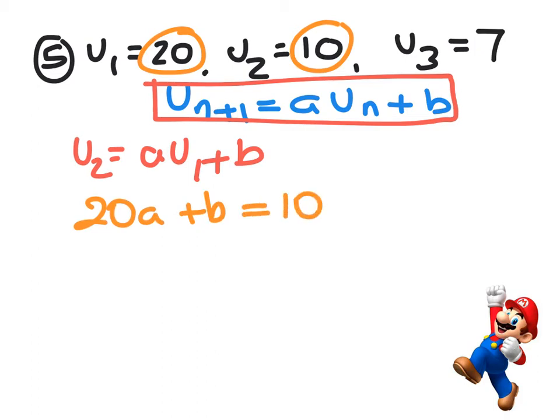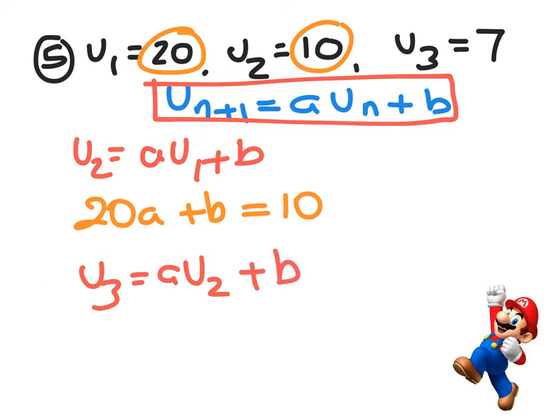How did I get that? I just simply put 20 in for u1, so a times u1, and I put 10 in for u2 equals 10. Similarly, looking at the next one, u3 is going to be a u2 plus b.